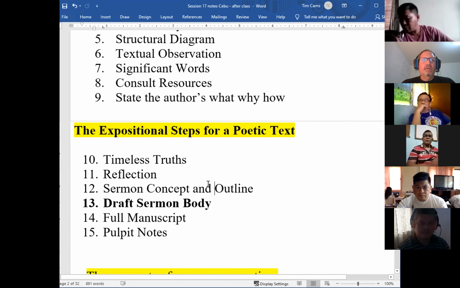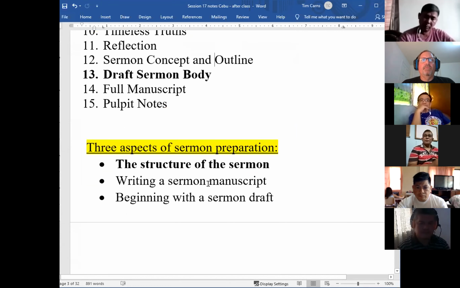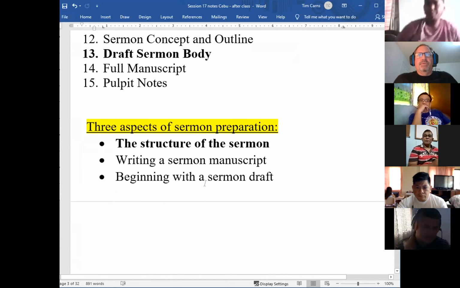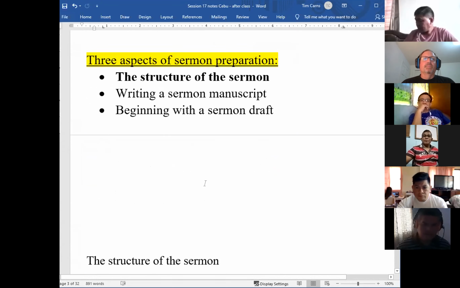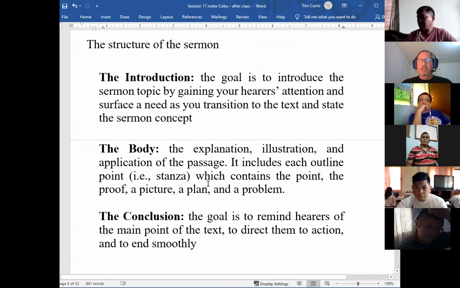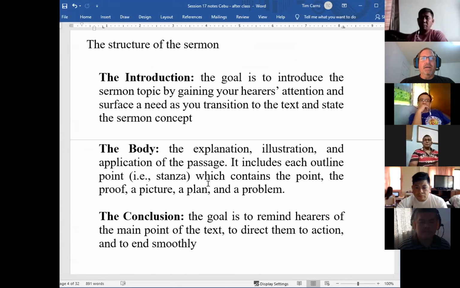So in considering this step, we've looked at three aspects of sermon preparation, right? The first was we looked at the structure of the sermon. If you can remember, the structure is basically the introduction, the body, the conclusion. And we spent a lot of time just talking about the body of the sermon. And if you remember, again, the introduction, the goal is to introduce, meaning get the hearer's attention, surface a need as you transition to the text, and then to state the point of the sermon. And then the body of the sermon is the explanation, the illustration, the application of the passage, right?